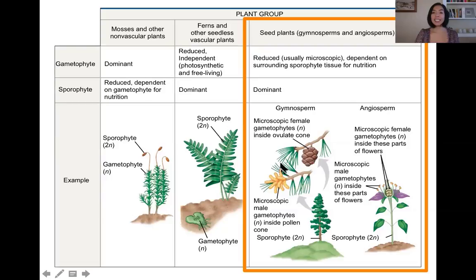But in angiosperms, for example, the megagametophyte can be 8 cells, so it's microscopic. So they also get very microscopic in males, in the microgametophyte.